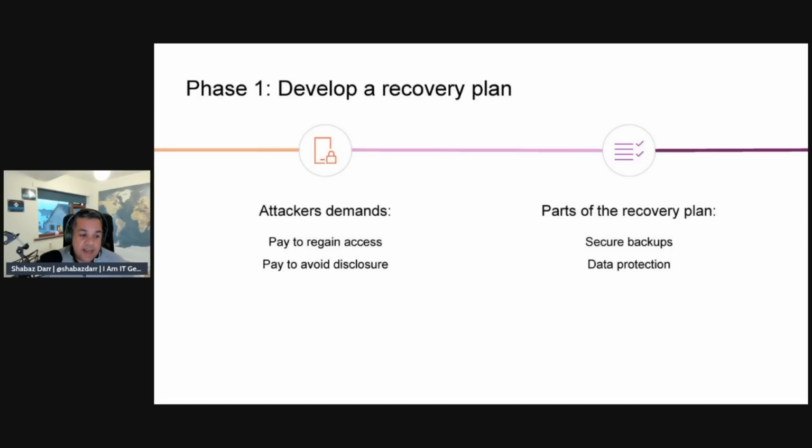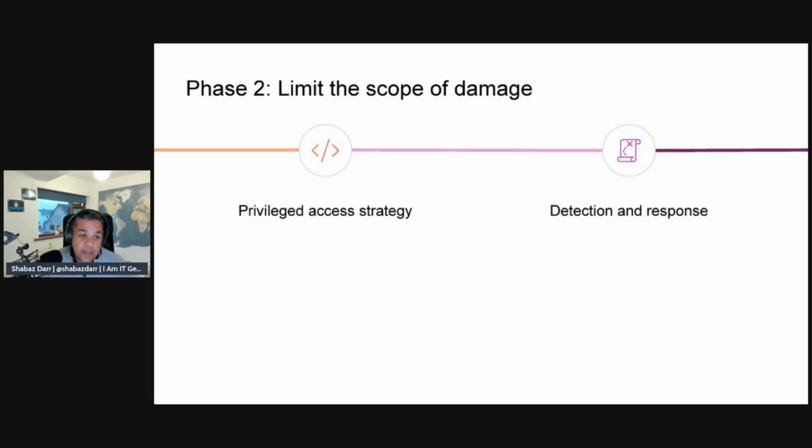So let's now move on to the next phase, which is phase 2. This is limit the scope of damage. Phase 2 of ransomware protection is to limit that scope of damage, as we said. In this phase, you protect privileged roles to prevent attackers from obtaining a large scope of access for potential damage to your data and systems.